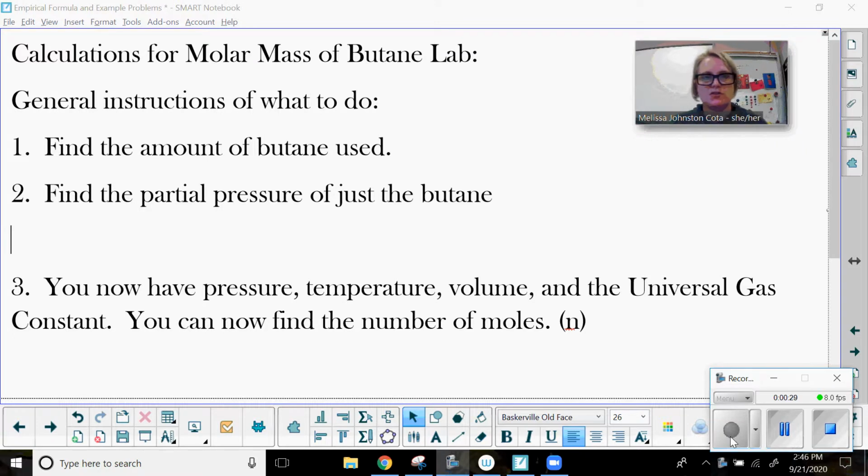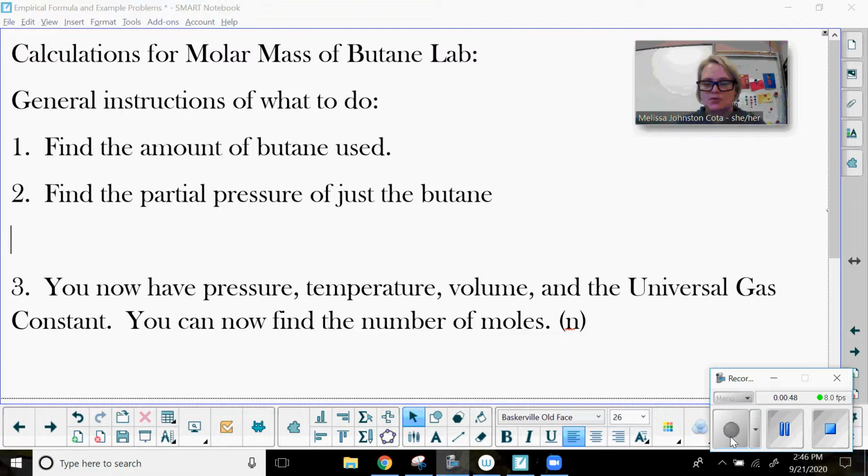So here's a general overview of what you're going to do with calculations. 1, you're going to find the amount of butane used. I'm going to let you look at that data table I'm providing you, and I think you can figure that one out. Don't forget sig figs, and don't forget uncertainties.